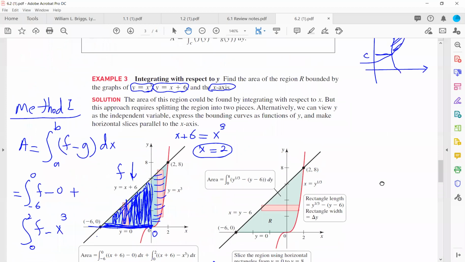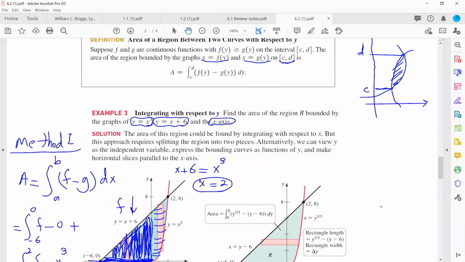What if we use the second method that we defined here? Method 2: taking the integral with respect to variable y. Integral of these two functions. Now you have y minus 6 and the cube root of y, with respect to y.